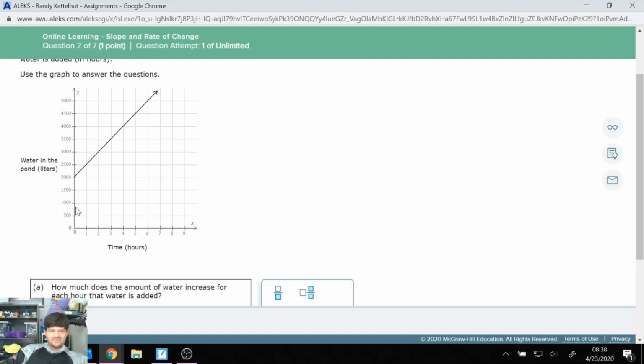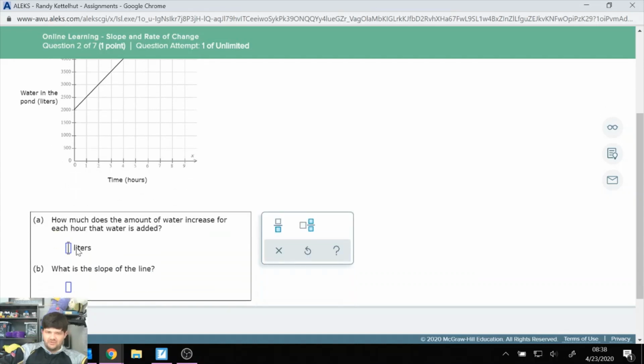So we're looking at this. We're saying for every time we move 1 hour along this graph, so each grid box, every time we move 1 hour, how much more water is added? Let's just check it out. From 0 to 1, it starts at 2,000 and goes to 2,500. And then from 1 to 2, it starts at 2,500 and goes to 3,000. Then from 3,000 to 3,500, 3,500 to 4,000, 4,000 to 4,500. So you start to see the pattern. Every hour it jumps up 500 more liters.